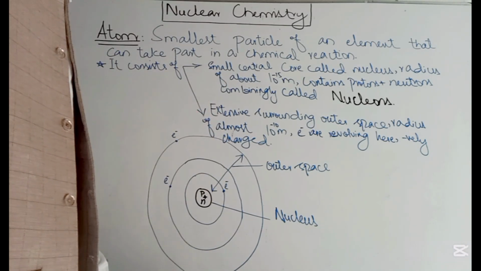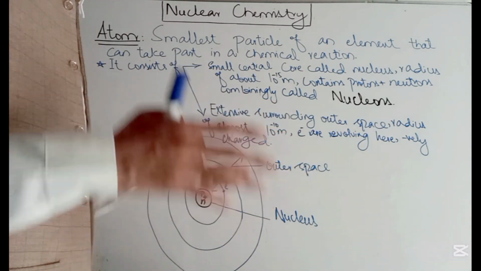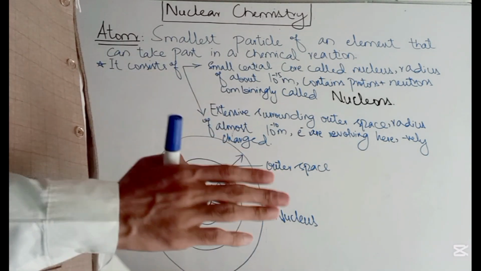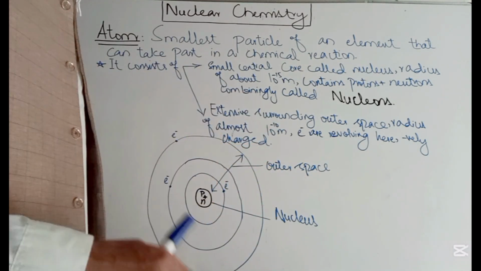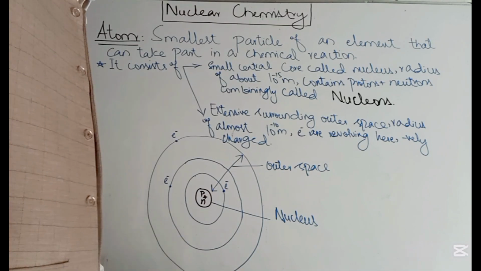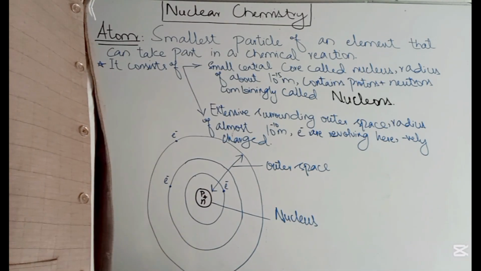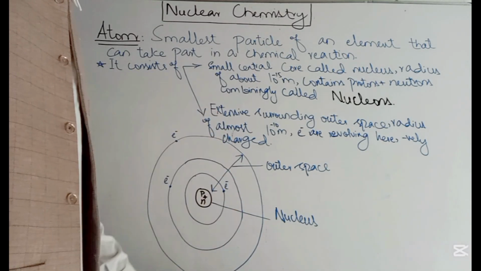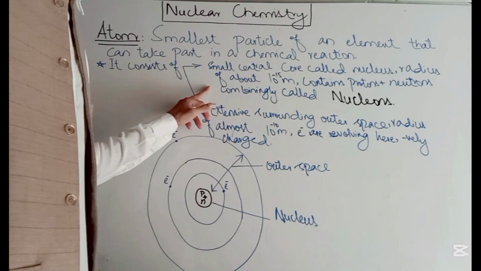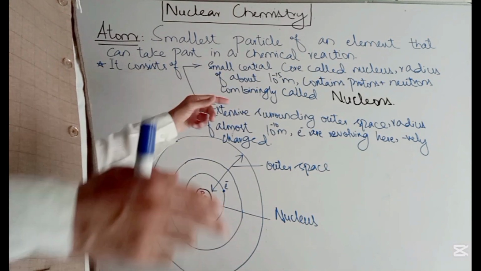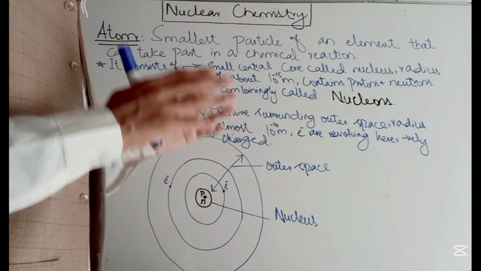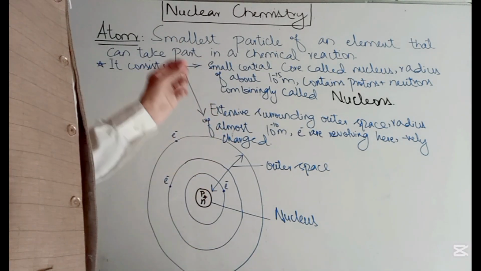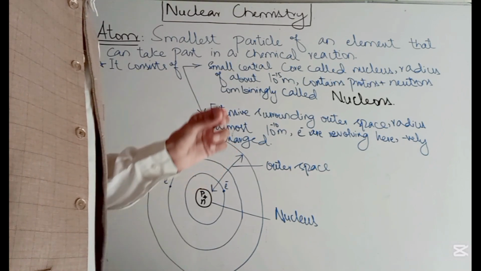The nucleus contains protons and neutrons, and both of these combined are called the nucleons. Why are these called nucleons? Because these are the particles that are found within the nucleus. Now the charge of the nucleus: it is positively charged. Why? Because neutrons have no charge and protons have positive charge. That's why the nucleus is positively charged as a whole. So the nucleus is the positively charged tiny core present in the center of the atom.